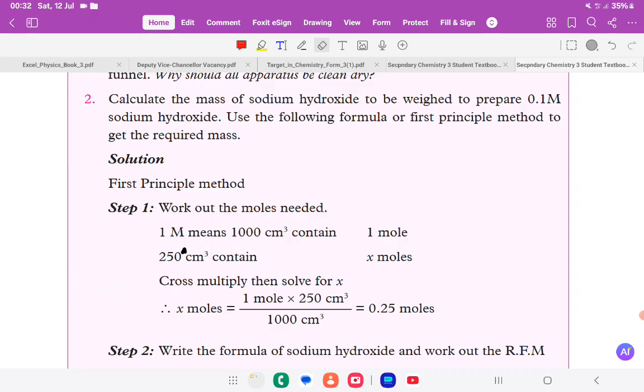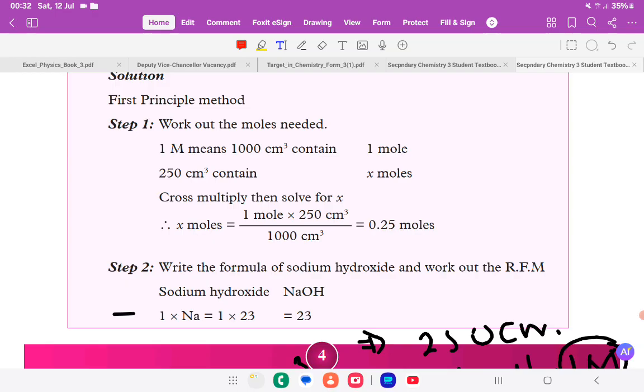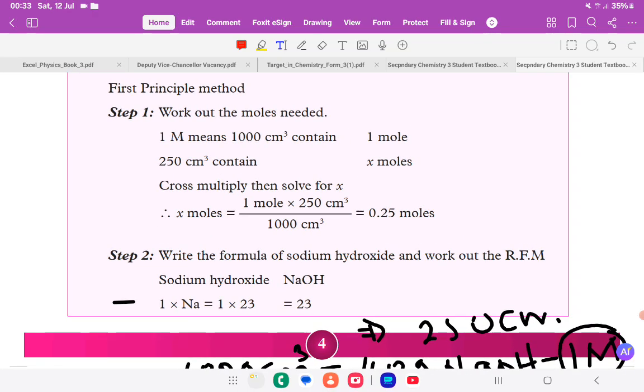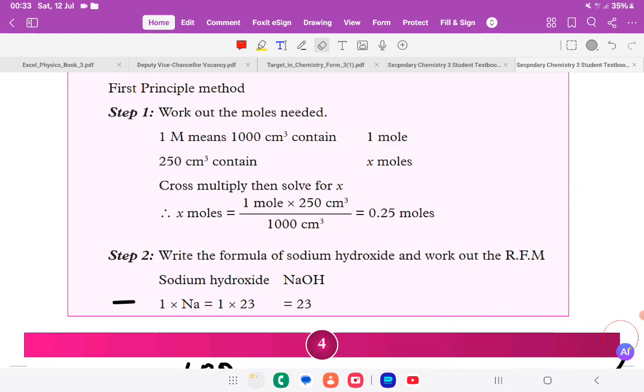All right. So basically that's what we shall need. Okay. All right. So next we needed to write down the formula for sodium hydroxide.